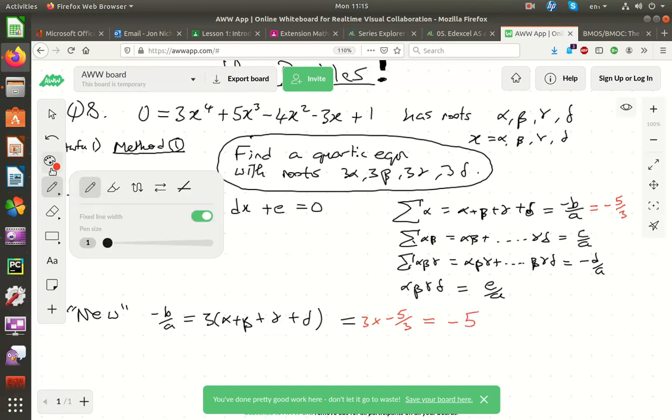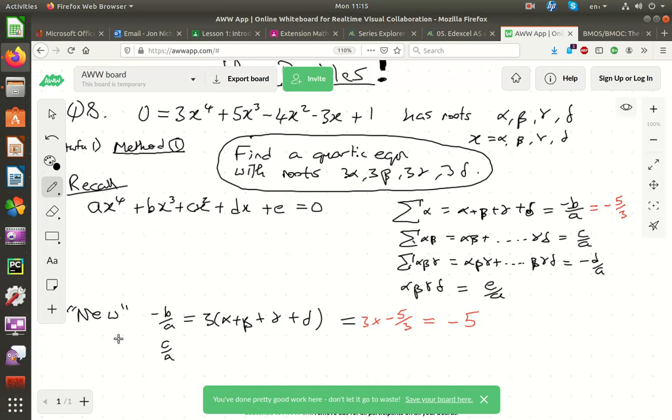What about c over a? Well, my new c over a, how are we going to work that out? Well, that would be 3 alpha times 3 beta, which is 9 alpha beta. And then 3 alpha times 3 gamma, which is 9 alpha gamma. I hope you don't want me to do all 6 pairs here, because there's 6 ways of pairing up 4 distinct letters. I hope I can just put dot, dot, dot here and say 9 gamma delta, because that's what you're going to do last. And so that's 9 times alpha beta plus alpha gamma, all the way up to gamma delta.